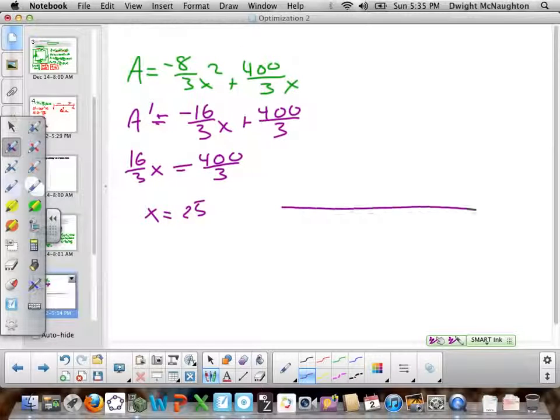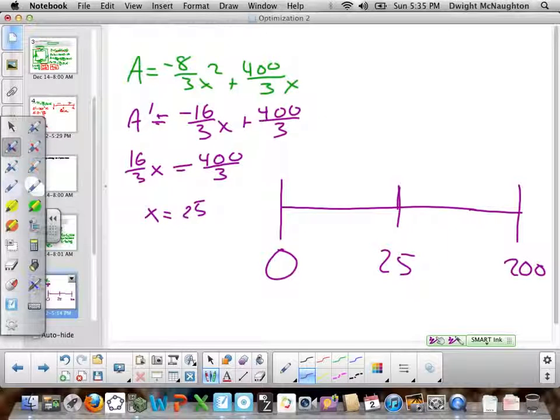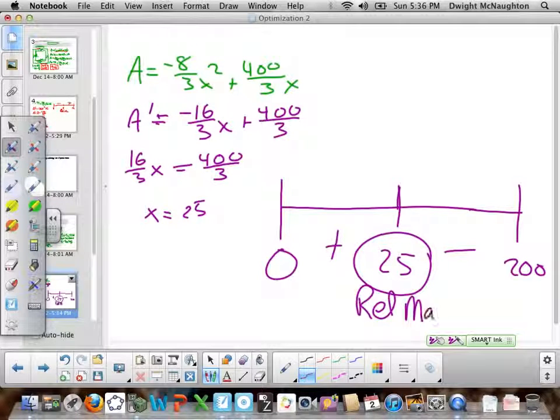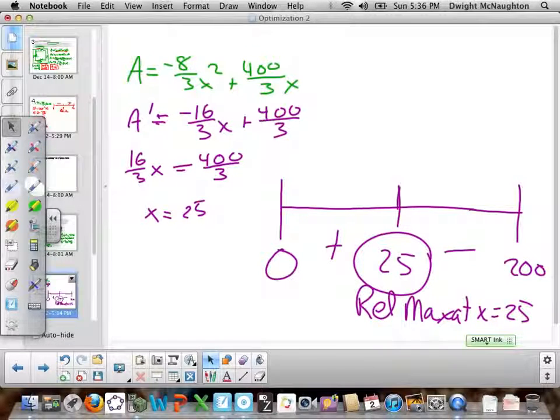Do a sign chart. It's fencing, so x can't be less than 0. Can't be more than 200. So if we check between 0 and 25, we get positive. If we check between 25 and 200, we can check 100. Negative 1600 plus 400 is negative. So we got a relative max at x equals 25.